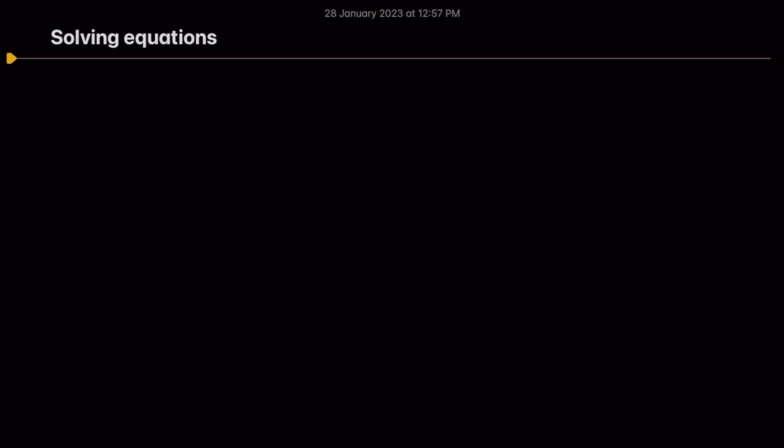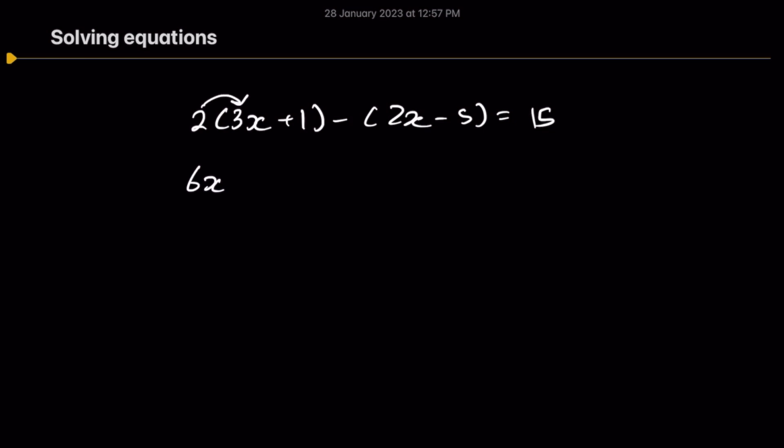Now what happens if we have negative signs outside the brackets? For example, we have to solve this equation for x. First, let's expand the brackets. So 2 into 3x is 6x and 2 into positive 1 is positive 2.